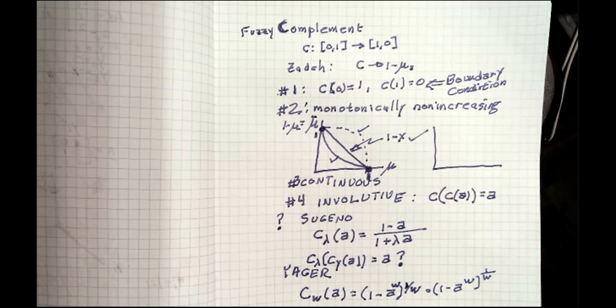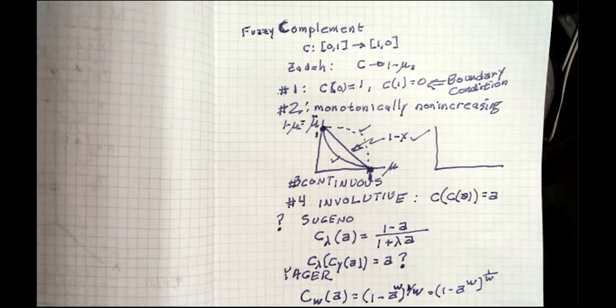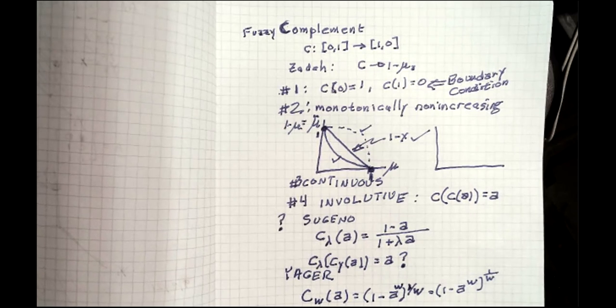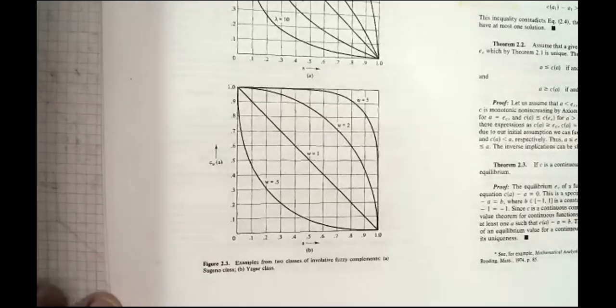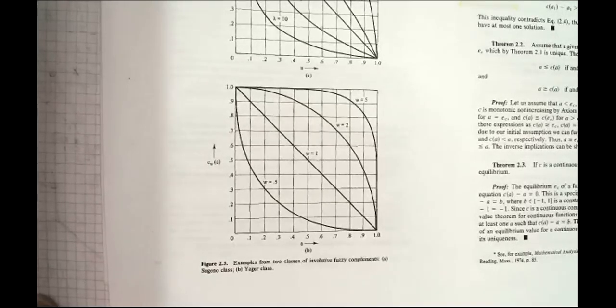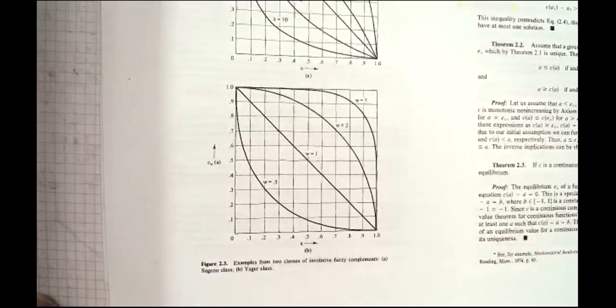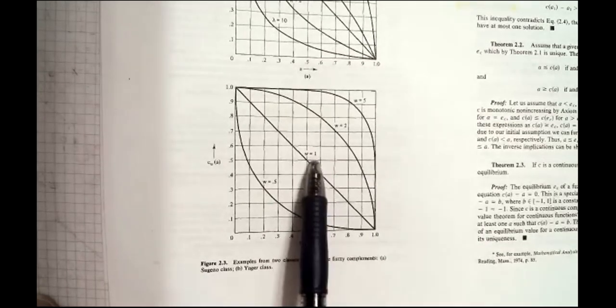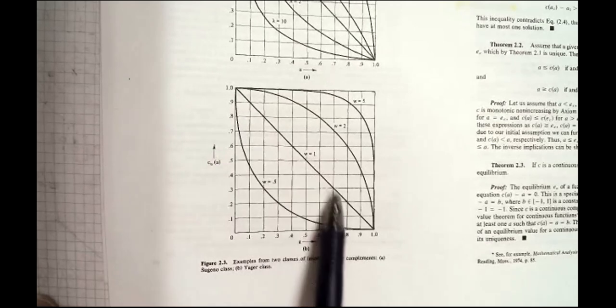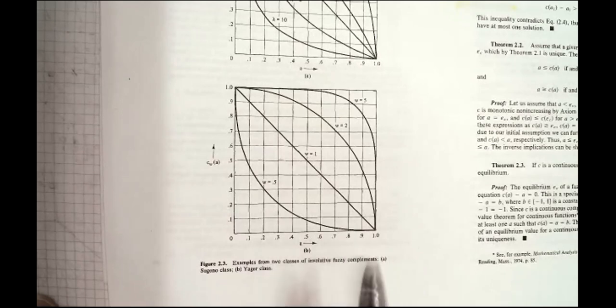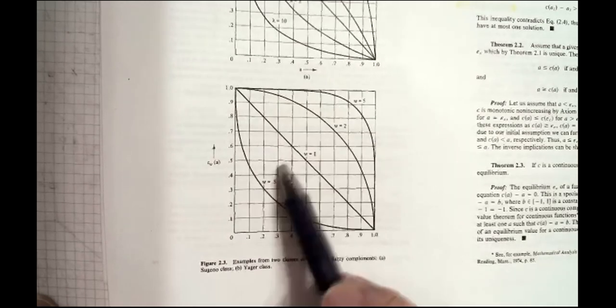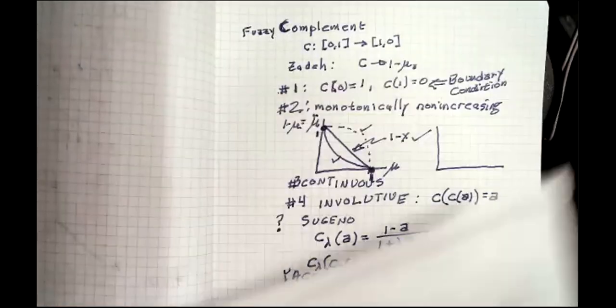So both the Sugeno and the Yager complements have the Zadeh complement as a special case. Here is the Yager class. This is also in that handout from Klir and Folger. These are the two classes of fuzzy complement. The top one was the Sugeno. This is the Yager. And for the Yager, for example, w equal to 1 gives us 1 minus x, which is the straight line here. And omega equal to 2, and other values, give us some other curves.